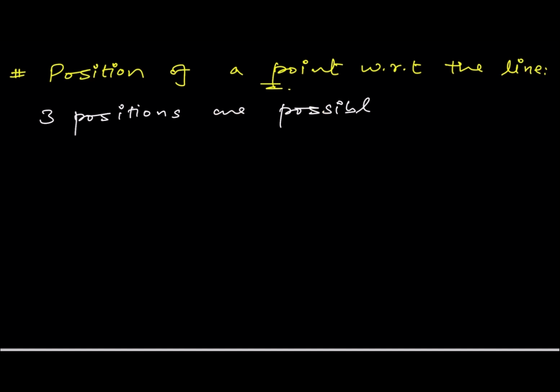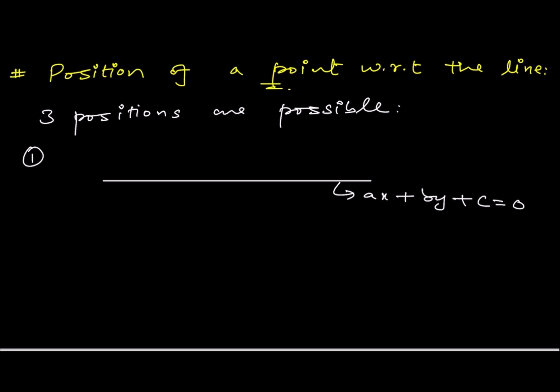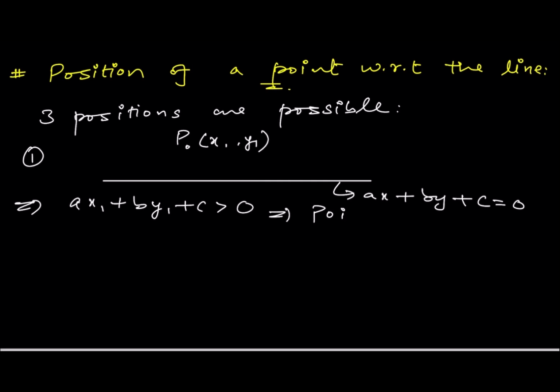Position 1 is, let's say this is the line ax plus by plus c is equal to 0, and the point is somewhere above the line. If I place the x coordinate and y coordinate of the point, and if it becomes positive, then we can say the point is above the line.